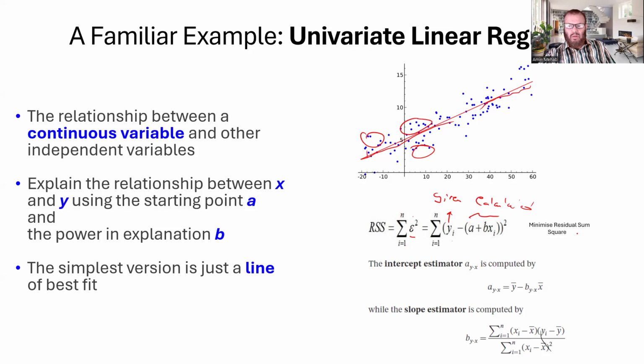This one is a way to minimize the residual sum of squares. A here is going to be the intercept, and B is going to be the slope. It's going to be the coefficient, or the slope estimator.